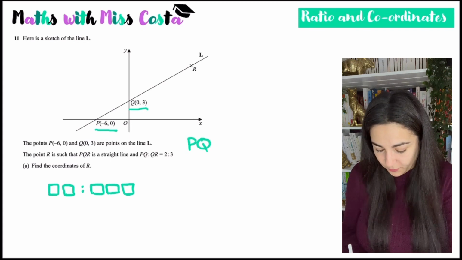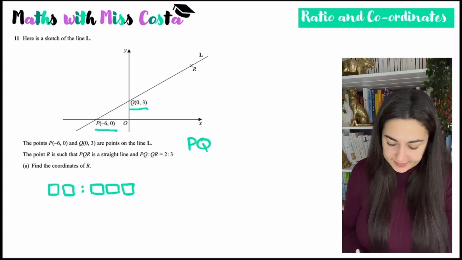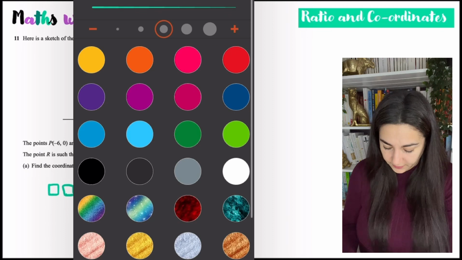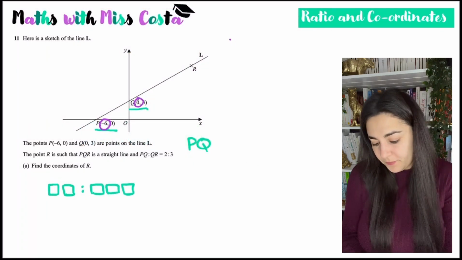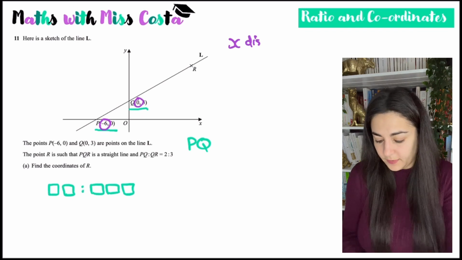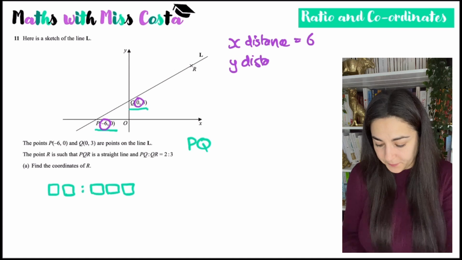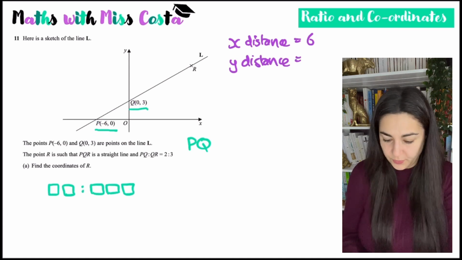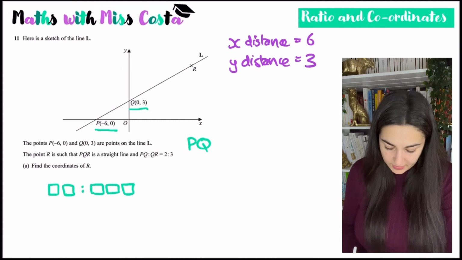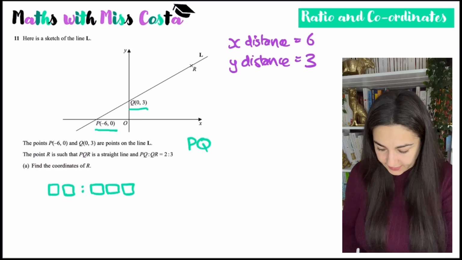So let's figure out what the distance between PQ is. So the X distance, so let's take it one coordinate at a time. The X distance is from -6 to 0. That's a distance of 6. And the Y distance is from 0 to 3. Okay, so we know that the X distance is 6, the Y distance is 3.